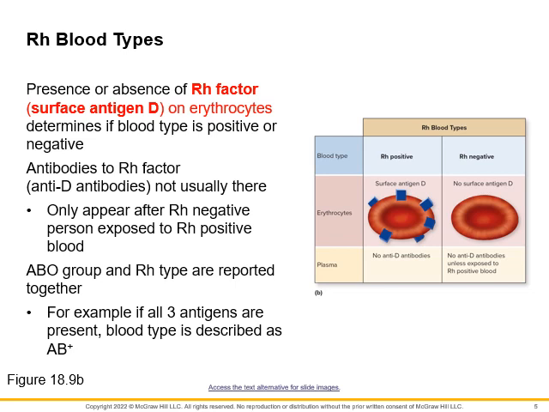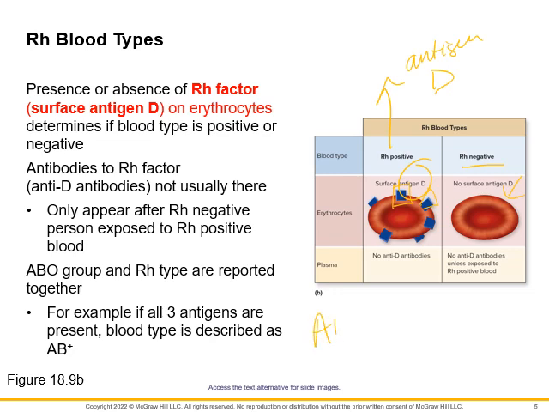There's also another factor called Rh factor. The antigen is called D. So on erythrocytes, you can either have the presence or absence of this D antigen. And so here they kind of show it in this block form, right? So they're saying if you're positive, you make antigen D. If you're Rh negative, nothing.